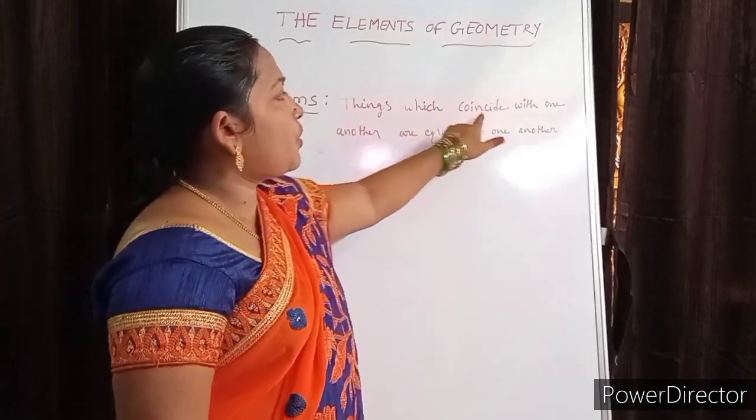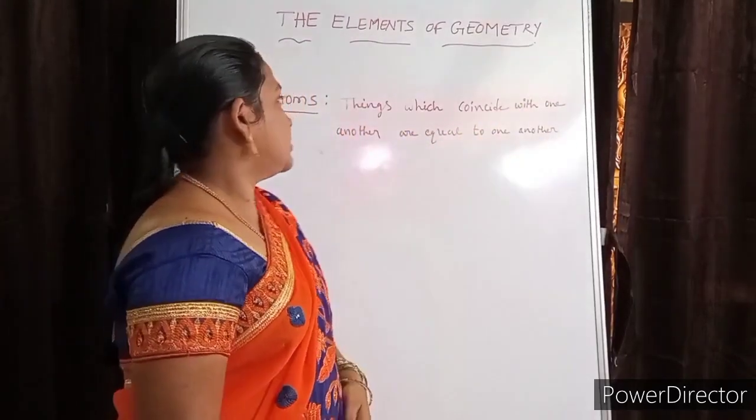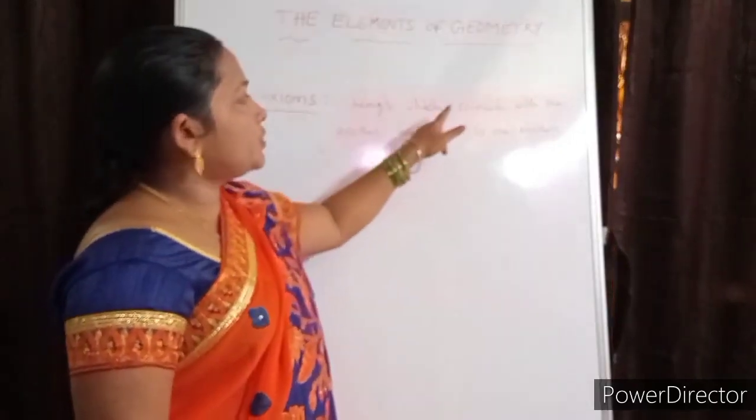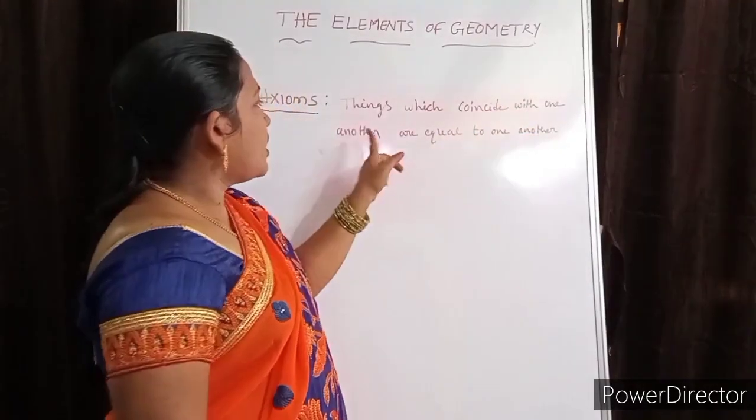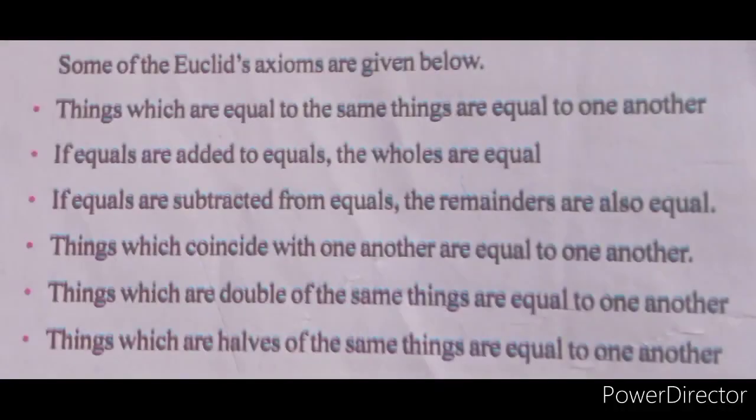Things which coincide with one another are equal to one another. I will repeat Euclid's axioms.